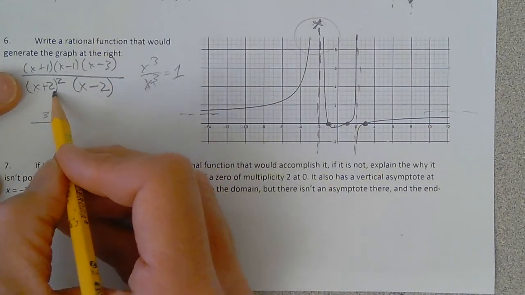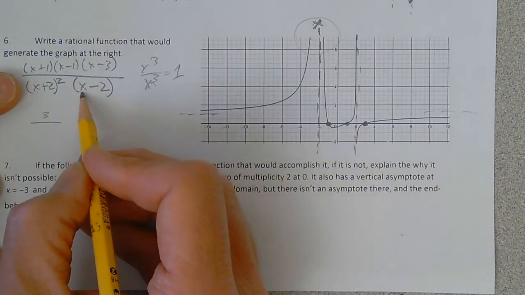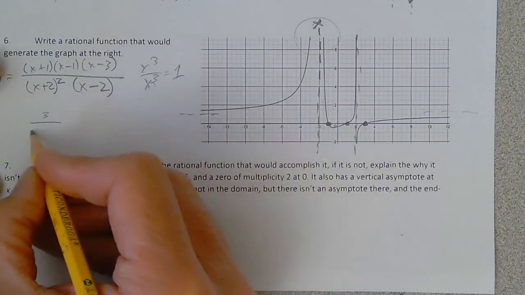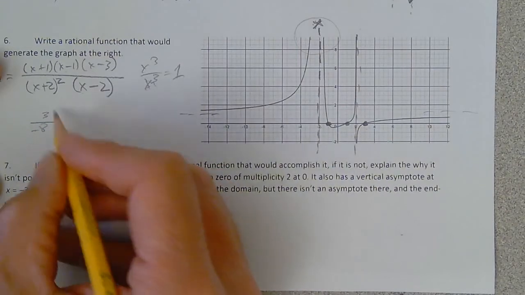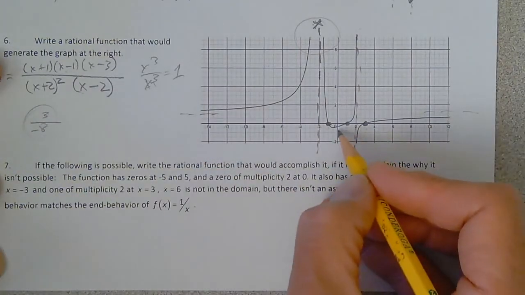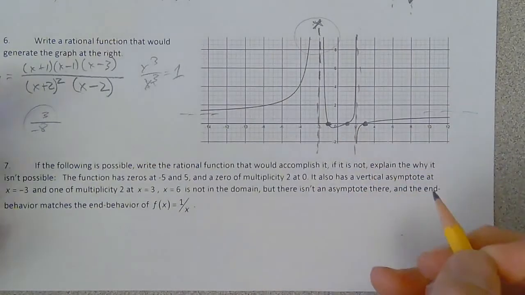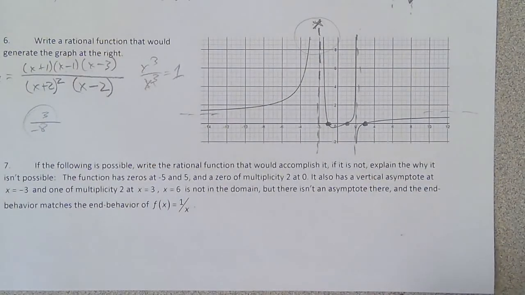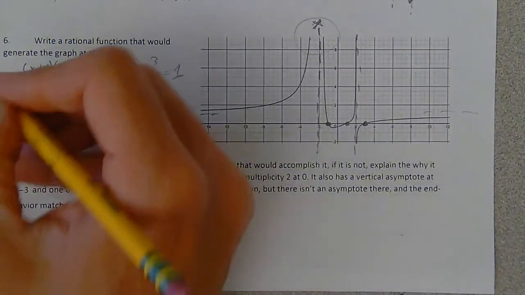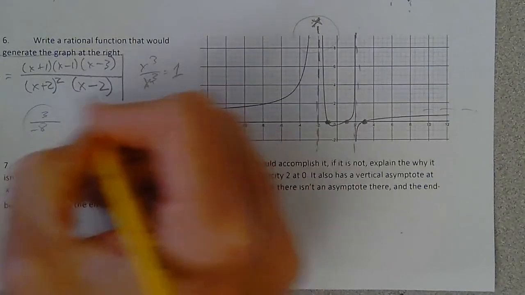2 squared is 4. 4 times -2 is -8. It says my y-intercept should be about -3/8. Yeah, I believe that. That looks like it's right about where that is. So this is what that equation should look like.